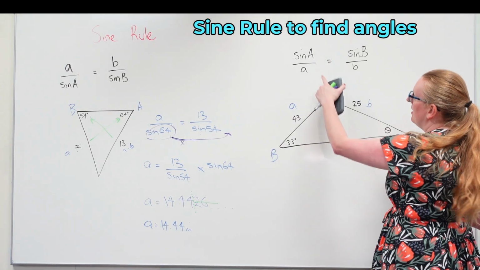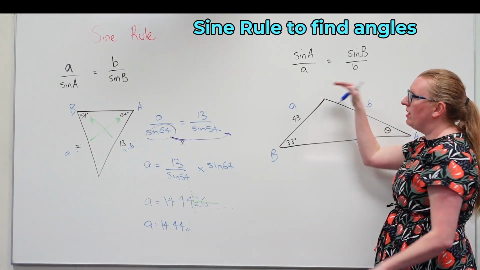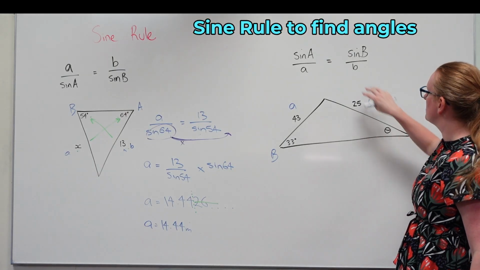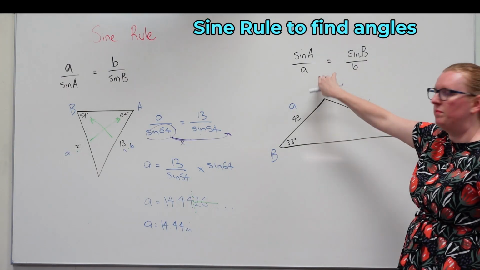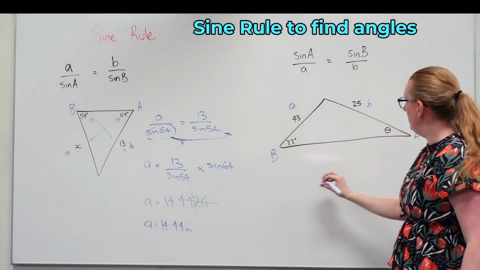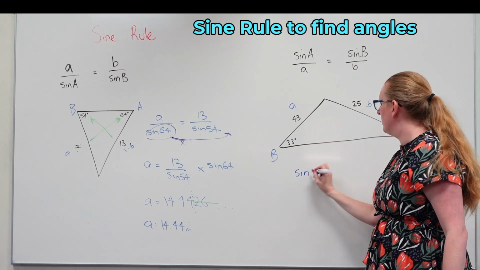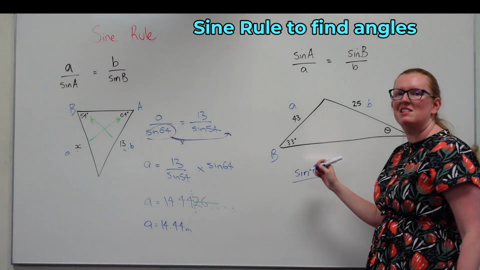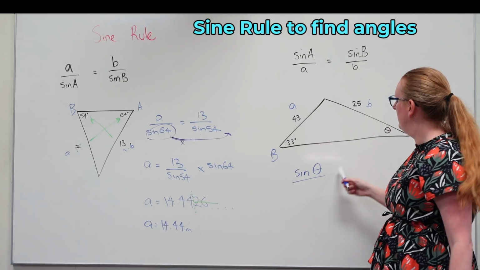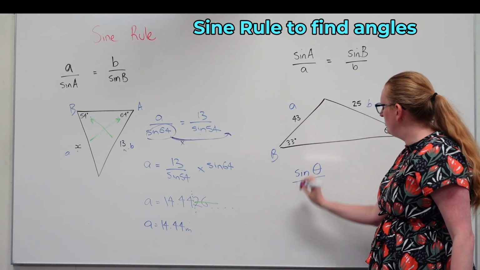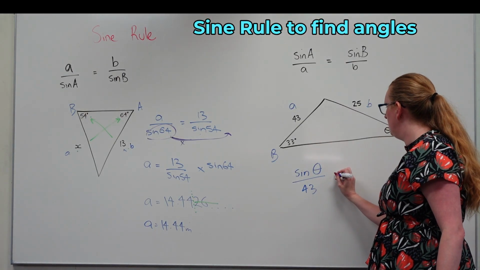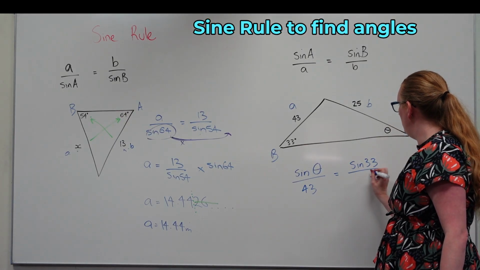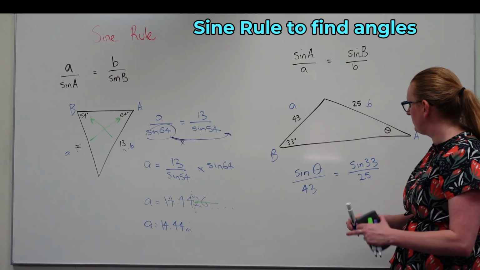Okay, so now we're going to put at the top of our fraction whatever we're missing. So in this case, I'm missing capital A, so I'm going to use this formula here instead. So let's use this formula. We're going to go sine capital A, which we don't know, so sine theta, or I can just leave it as sine A, over 43 is equal to sine 33 over 25.